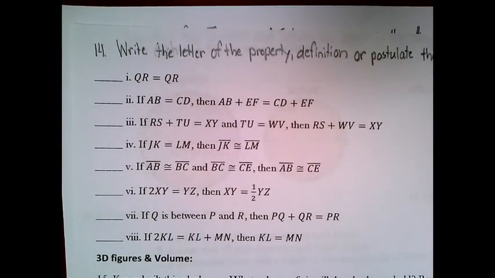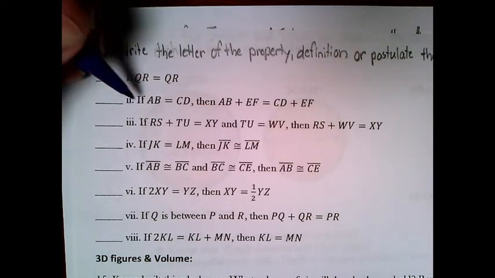Okay, so the first one says QR is equal to QR. You're looking in the mirror. Everything's the same, so that's a reflexive property. That should be letter F.